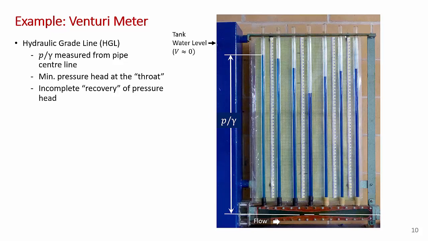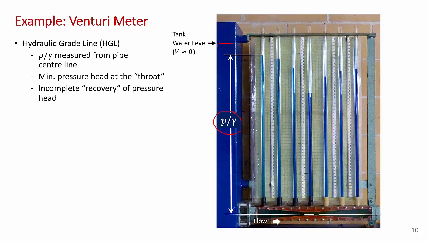This is a screenshot from the experiment showing roughly the steady state piezometer levels. And in this experiment, the water level in the tank would be approximately here. And so you can see the piezometers are all lower than the water level in the tank. The heights of each piezometer indicate the local pressure. So it's P upon gamma, where gamma would be the gamma of water and P would be the local pressure.